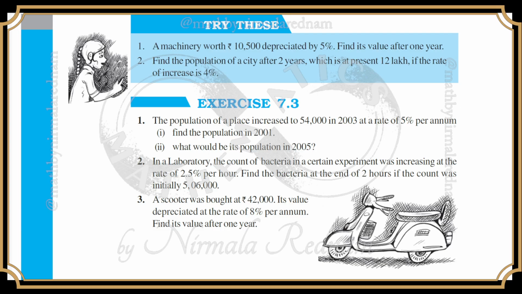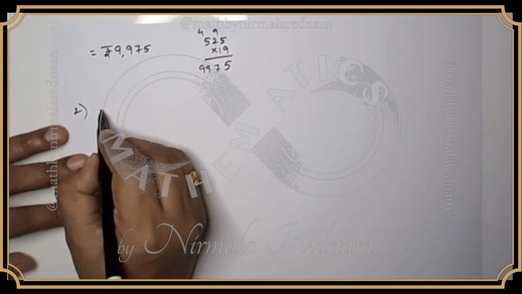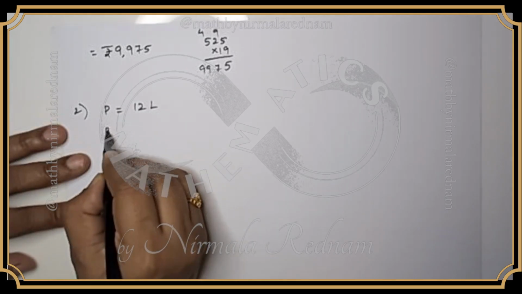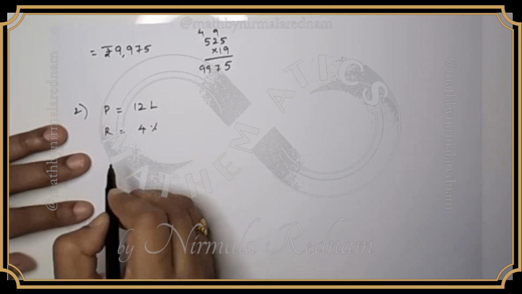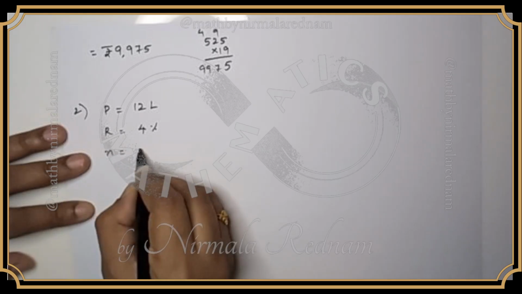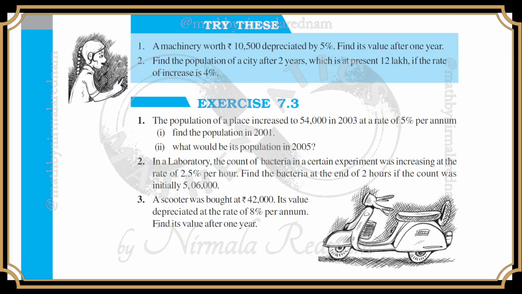Next question, find the population of a city after 2 years, which is at present 12 lakh if the rate of increase is 4%. Here it's going to increase by 4%, okay, and the original population is 12 lakh, the rate of interest is 4%, and the number of years that we are considering is 2 years. They're asking us what will be the population after 2 years.